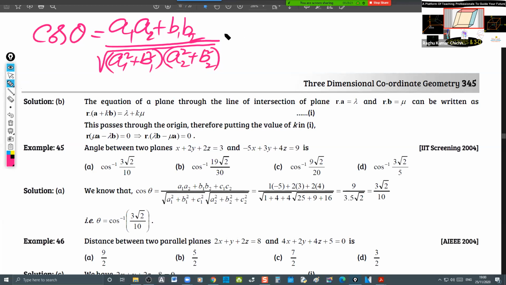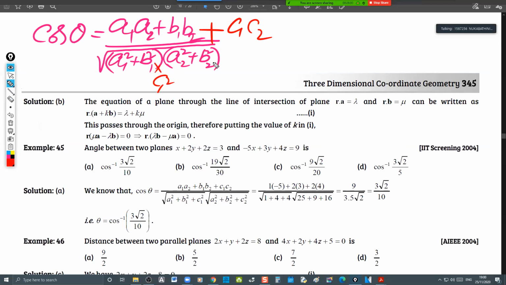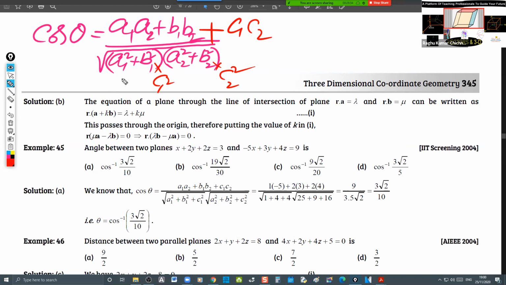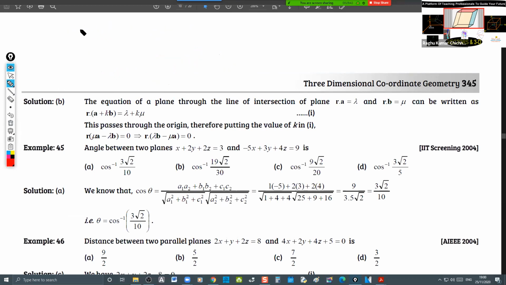If it is a plane, there is no extra thing you get. This is the only thing to be noticed: the difference between C1, C2. There will be an extra alphabet. So this is the angle between two lines and planes, the transformed form. Similarly, the distance between two parallel lines is C2 minus C1 by root over A square plus B square.